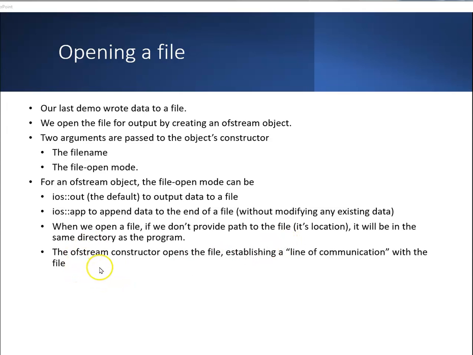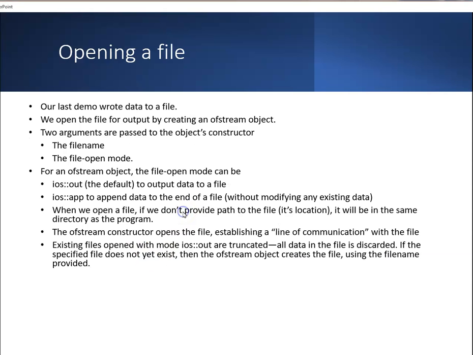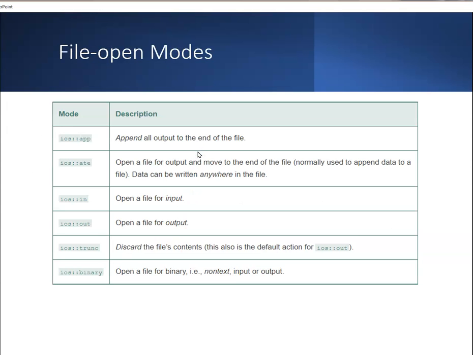And the ofstream constructor opens a file, kind of establishing a line of communication. So our last demo wrote data to a file. So the file open modes are app and ate: open a file for output and move to the end of the file. This is append data for a file. We can open a file for input. We can just open a file for straight output. We can discard the file's content before we use it. And then open a file for binary input or output, non-text.